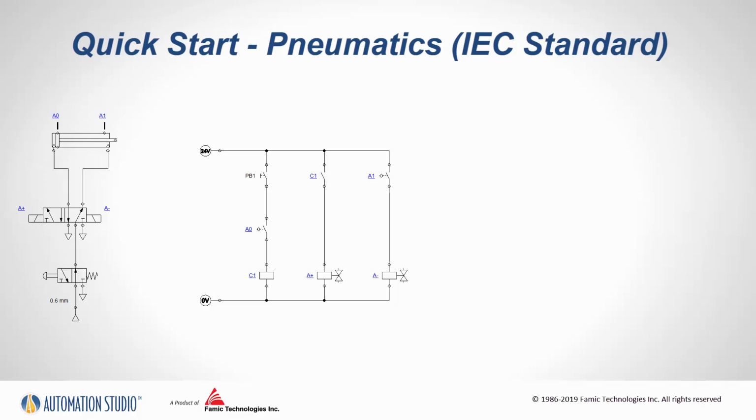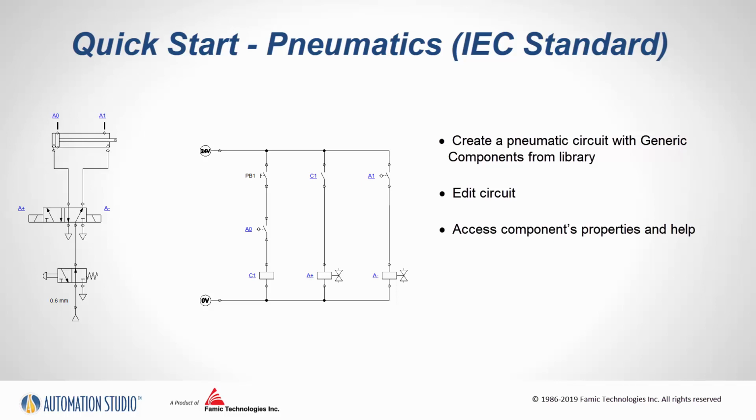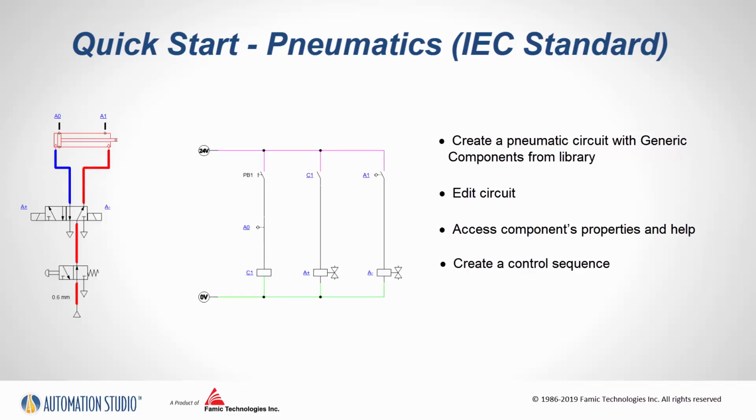This training video outlines the steps to create your first pneumatic or electro-pneumatic circuit in Automation Studio using IEC standards for electrical control. In the process of recreating this circuit, the user will learn how to create a pneumatic circuit with generic components from library, how to do circuit addition, how to assess component properties and help, how to create a control sequence, and how to run simulation and analyze the circuit.